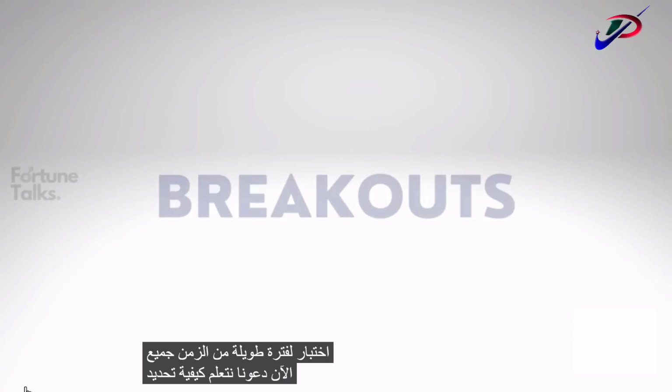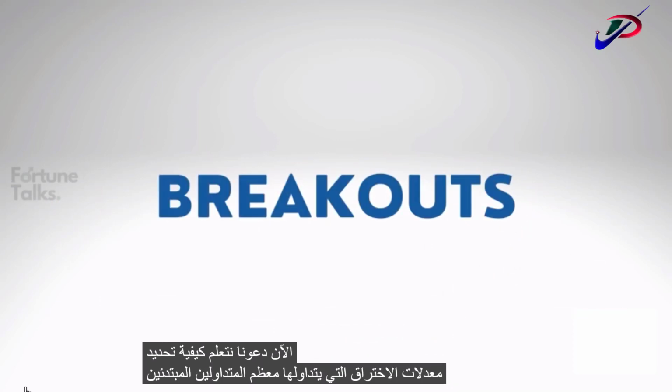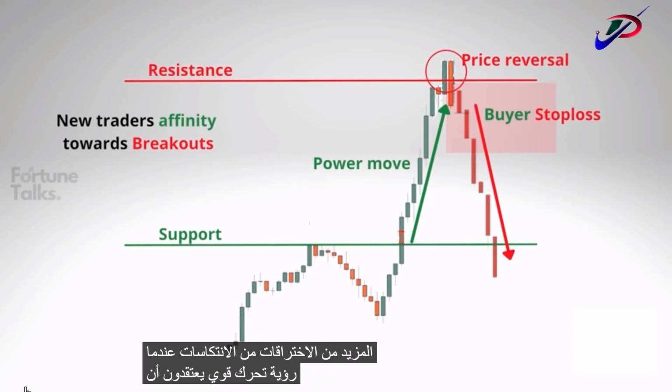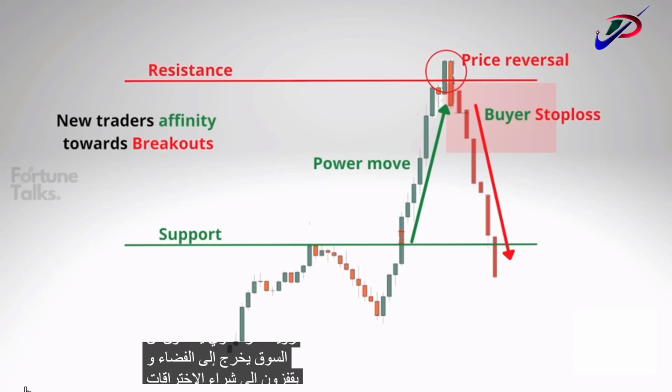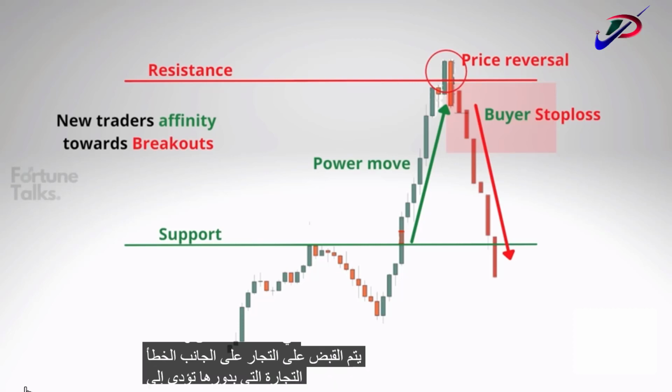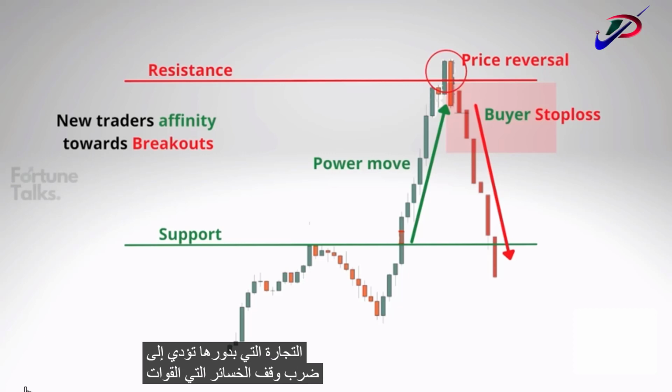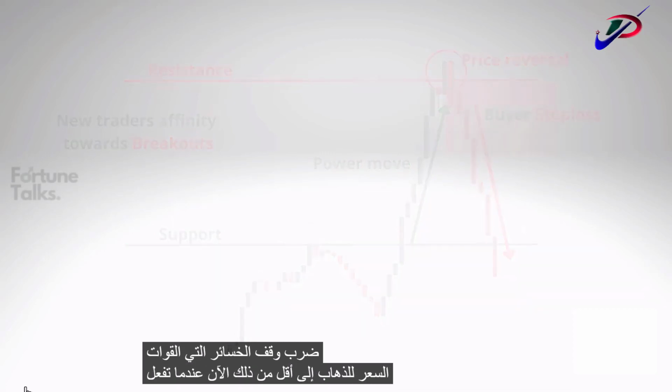Alright, now let's learn to identify breakout trades. Most newbie traders trade more breakouts than reversals. When they see a strong move, they think that the market is going out to the space and they jump into buying the breakouts. In the next moment, there is a price rejection and there is a strong reversal in the opposite direction. All these traders get caught on the wrong side of the trade, which in turn results in hitting their stop losses, which forces the price to go even lower. Now, when do you trade breakouts at support and resistance?